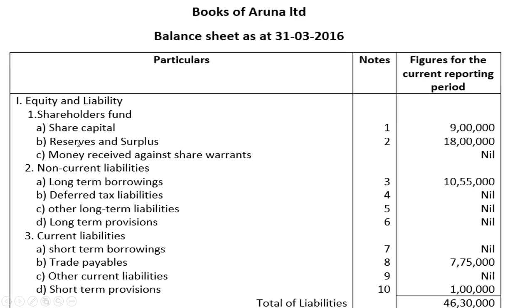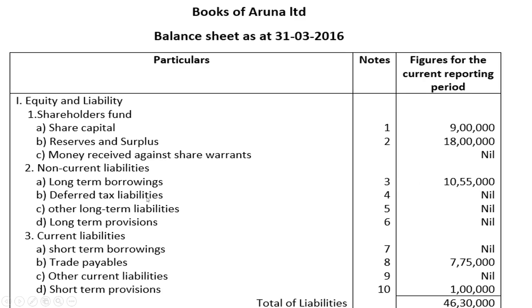And B, reserves and surplus, note number 2, that amount is rupees 18 lakh. And C, money received against share warrant, so no information about this. That's why it's called nil. Another equity and liability, the second one is non-current liability. The non-current liability, A, the long-term borrowings presented in note number 3, 10 lakh 55,000.